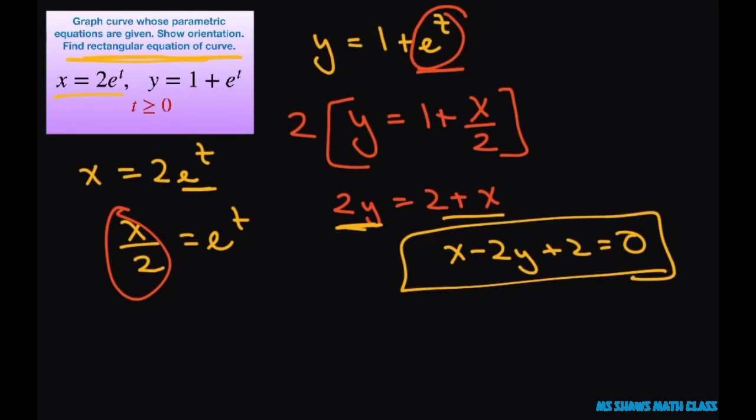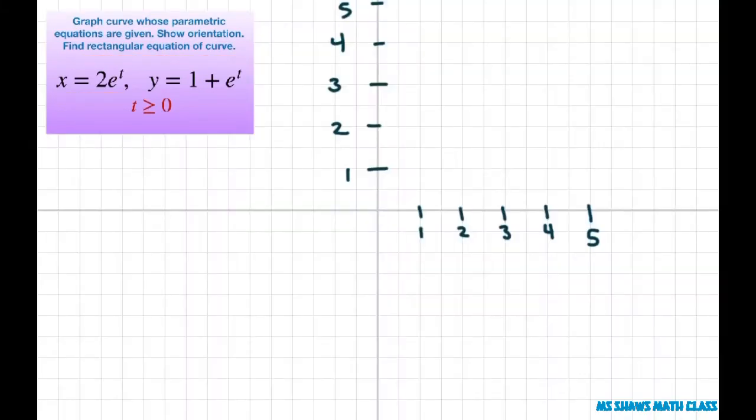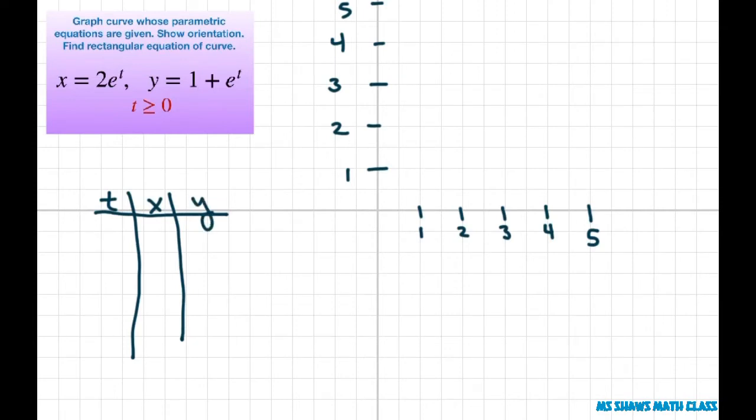Now let's go ahead and graph this. The way we can graph it is look at some table of values. This one's going to be harder if you don't use a calculator. So this one you might want to use a calculator. We're starting with t is greater than or equal to 0. So let's start with 0. E to the 0 power equals 1. So our x is just going to be 2, and our y is also going to be 2.